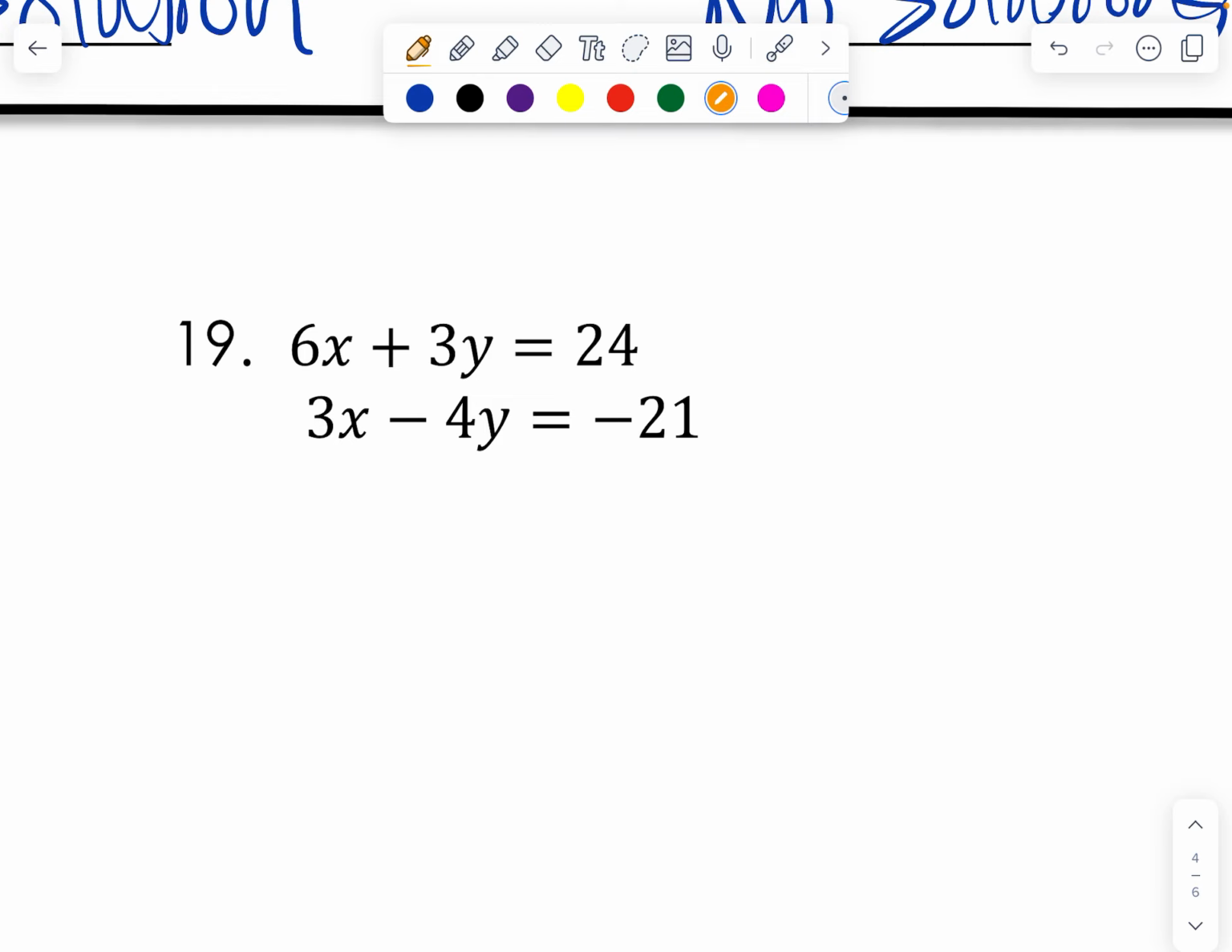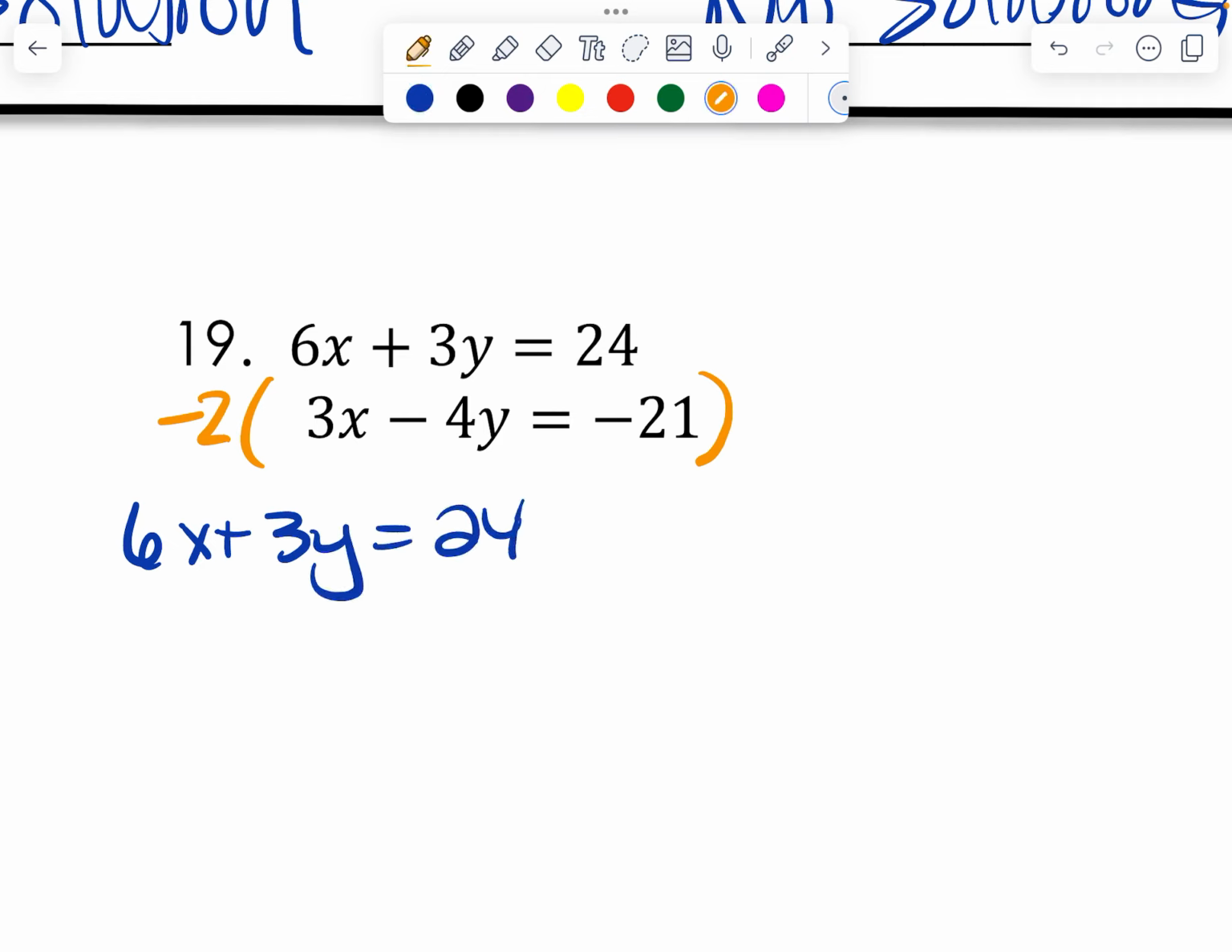Over here, these are not opposites, these are not opposites. But if I look at the x's, 3 does go into 6 evenly. So I can multiply the second equation by something to get it to be -6. And I would multiply that by -2. I'm going to take the first equation and write it down exactly how it is. I multiply -2 on the second equation. Look right there. Now they're opposites. Plus 8y equals 42.